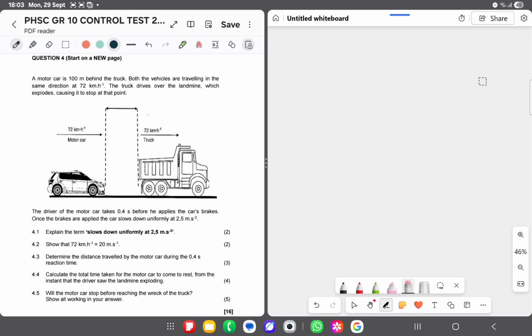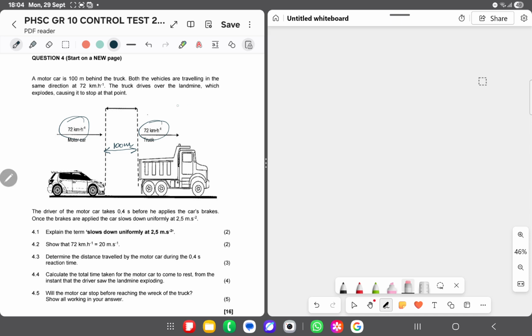Okay, so question 4. Now this is the motions. A motor car which is 100 meter behind the truck. So the distance there is 100 meter. Both the vehicles are traveling the same direction at 72 kilometer per hour. Remember, in our calculations, you need to convert it to meter per second.